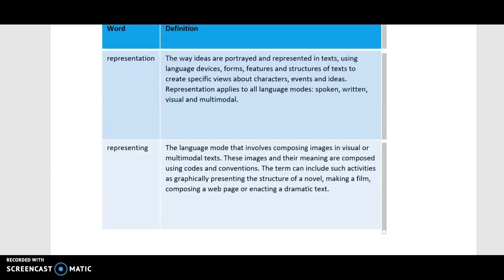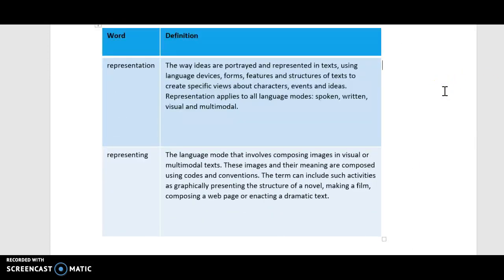So this is the definition that was provided to all of you at the beginning of the term about what is representation, how it is defined in the glossary by NESA. So you have to look at it in terms of both forms of the word. So representation is the way ideas are portrayed and represented in text using language devices, forms, features, and structures of text to create specific views about characters, events, and ideas. Representation applies to all language modes: spoken, written, visual, and multimodal.